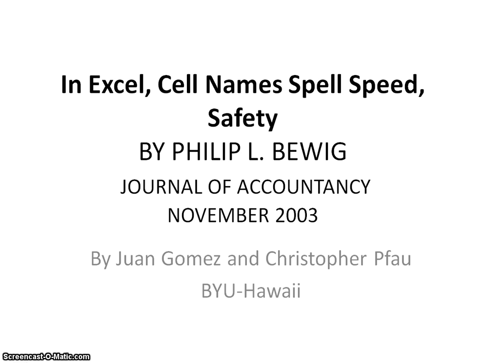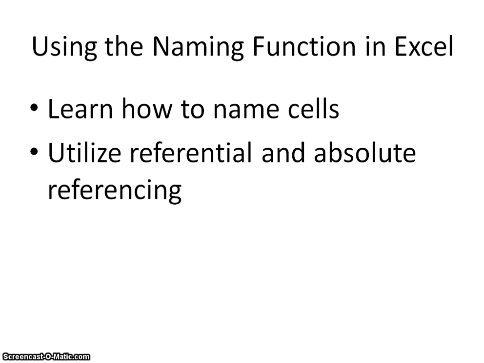And today we are presenting an article called "In Excel, Cell Names Spell Speed Safety" by Philip L. Bewig. This was an article published by the Journal of Accountancy in November 2003. In this article, we're going to learn how to name cells and how to utilize relative and absolute referencing.